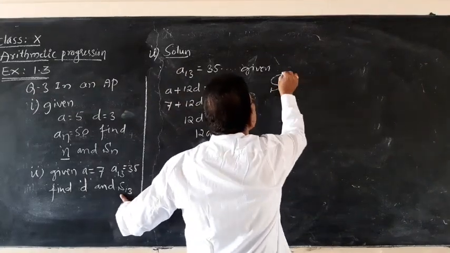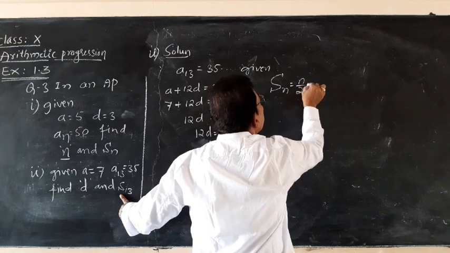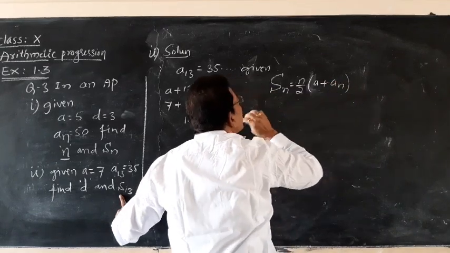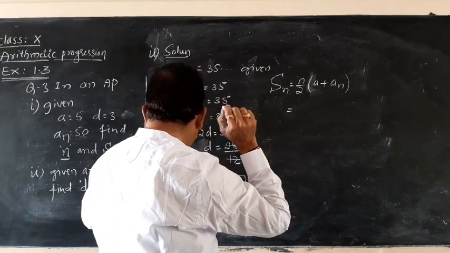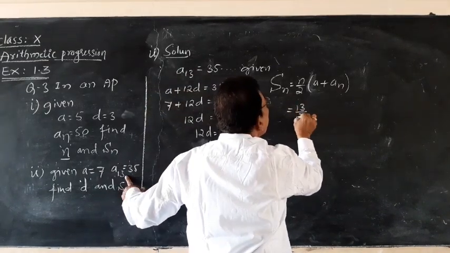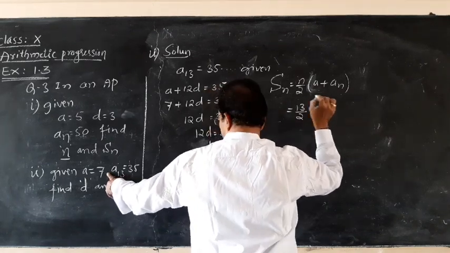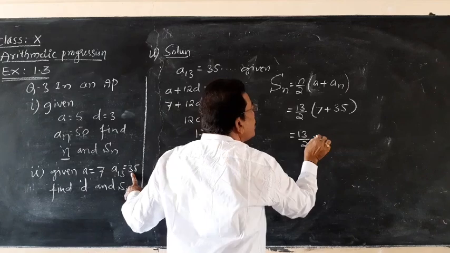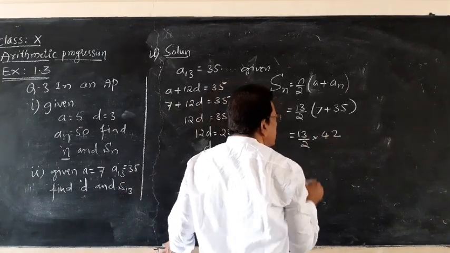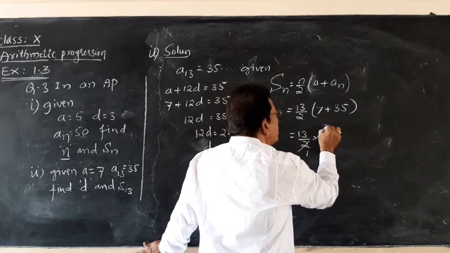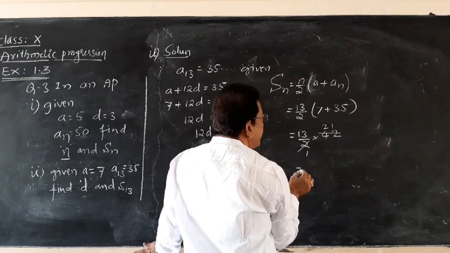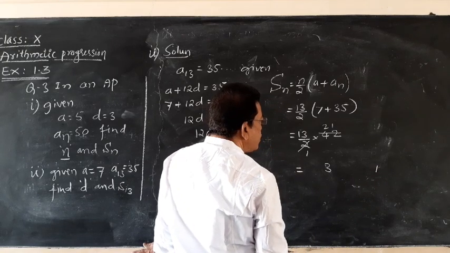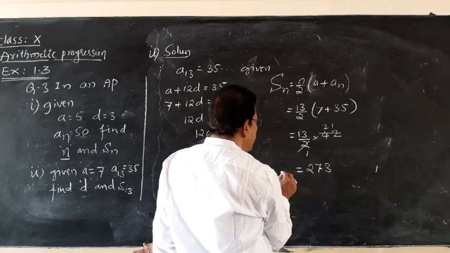Sn equals n by 2 in the bracket a plus an. n they have given how much? 13. a, that is 7, plus an, 35. 13 by 2 into 7 plus 35, 42. 2 ones are 2, 2 twos are 4... 13 ones are 13, carry 1. 13 twos are 26 plus 1, 27. 273. That is S13.